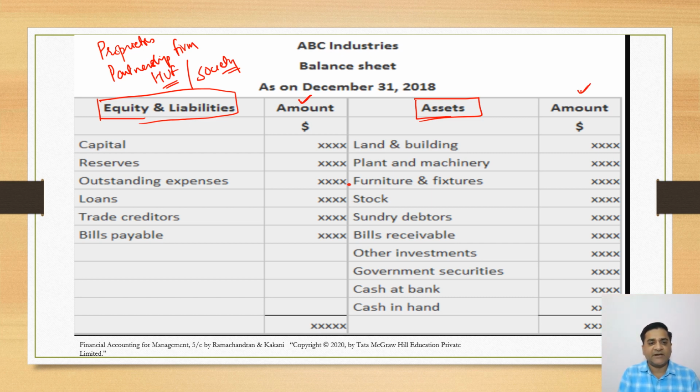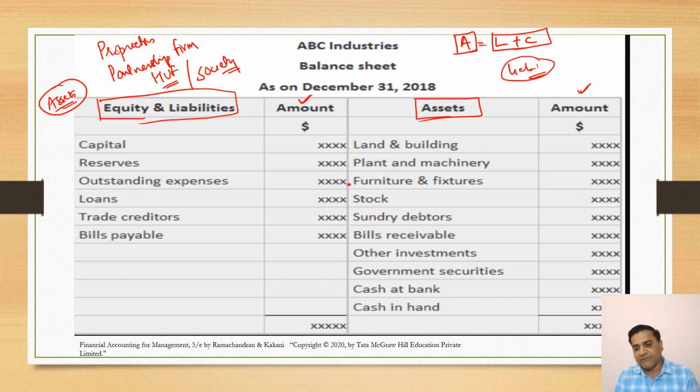On the left hand side you write equity and liabilities, and in many books some authors write assets on this side and liabilities on this side. Whatever be the case, all you need to do is write assets on one side, liabilities and equity on the other. Why? Because we have seen that the accounting equation is nothing but asset is equal to liabilities plus capital, which means on one hand you need to write assets, on the other you would be writing liabilities and capital, or equity and liabilities, right? Whether you write assets on this side or liabilities on this side won't make any difference.